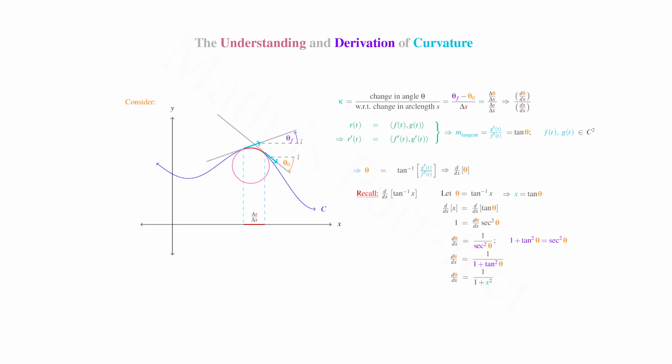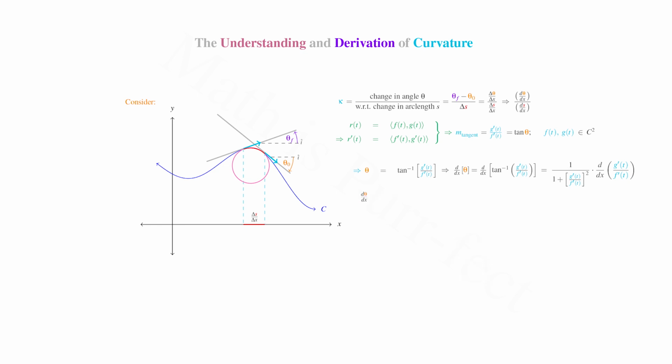Let's apply this to the formula above by taking the derivative of theta with respect to x, and equating that to the derivative of inverse tangent of the quotient, g prime of t and f prime of t. Using the chain rule once more, we have that this is 1 over 1 plus the quotient of g prime of t and f prime of t squared, all times the derivative of that same quotient.